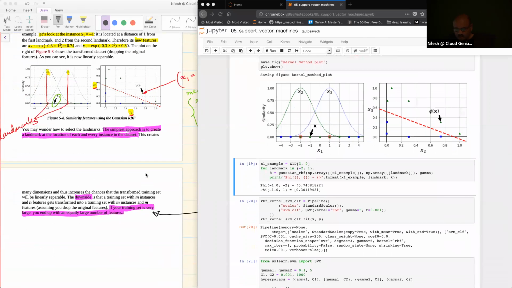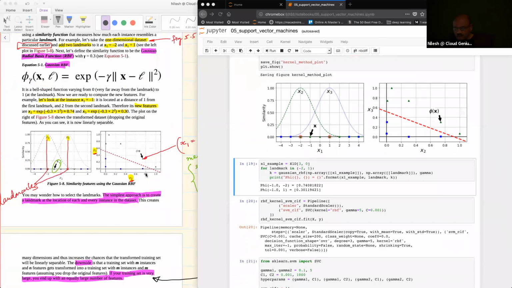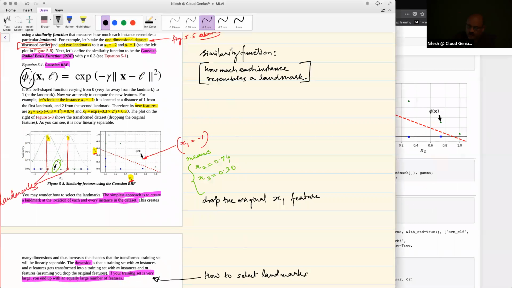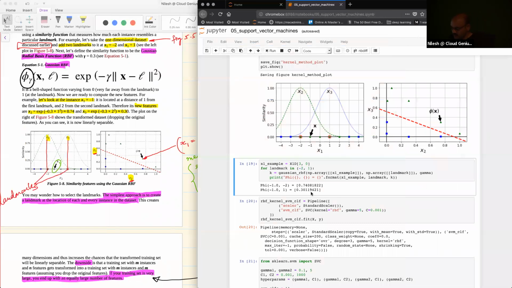What is phi here? Oh, phi is the Gaussian function itself. So that's this phi. That is what is being estimated, and that is your phi values. That is 0.74 and 0.3, the one we manually calculated. The same expression is being calculated here.